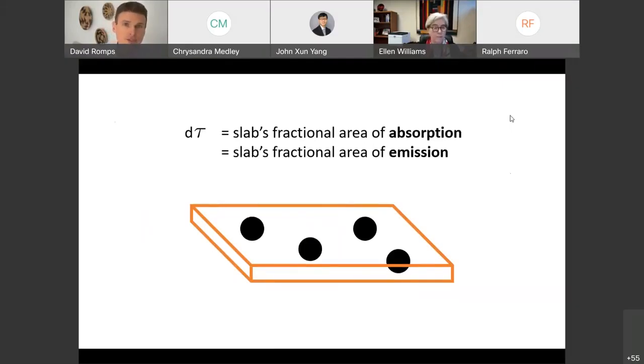By Kirchhoff's law, the area that's presented for absorption is also the area that's available for emission. So if d tau is the slab's fractional area of absorption, then d tau is also the slab's fractional area of emission.